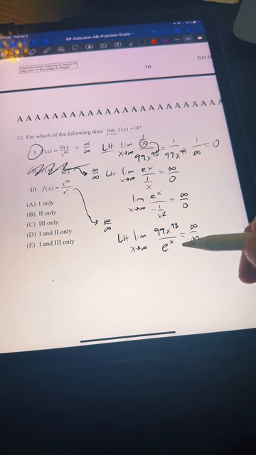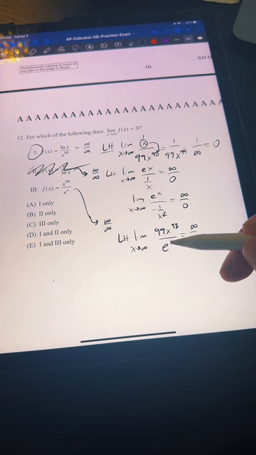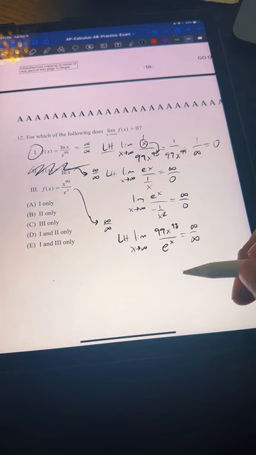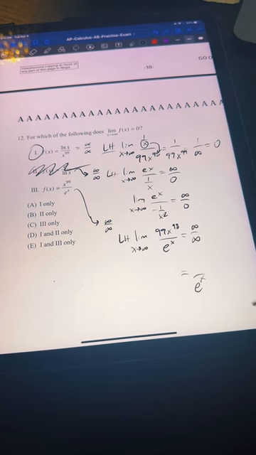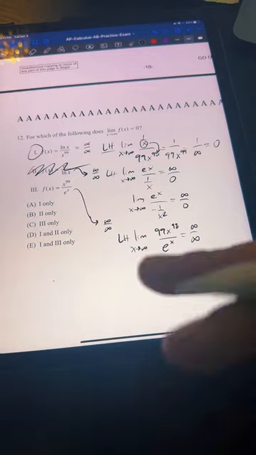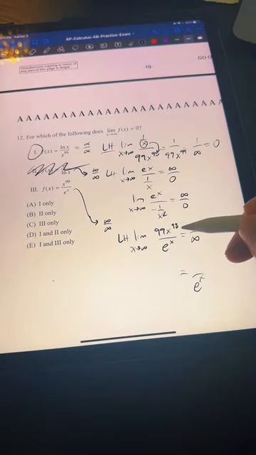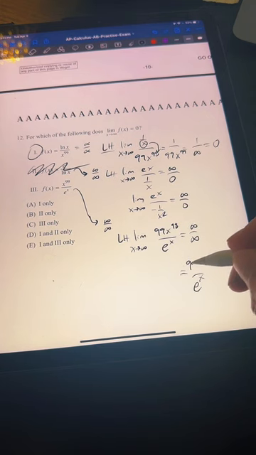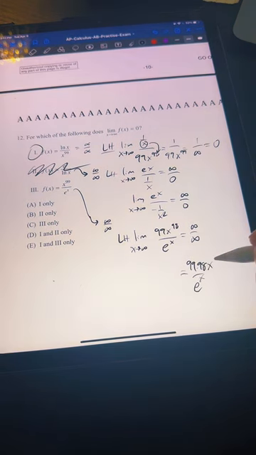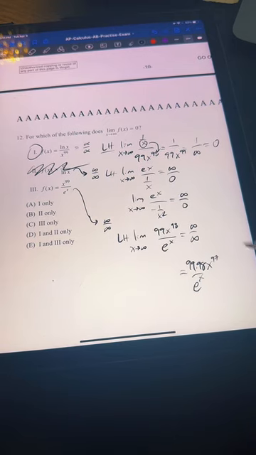However, think about this. If we continue with L'Hopital's rule, if we take the derivative of e to the x, that is never just going to change. It's just e to the x, okay? It just never changes. That's just the way it is. We just have to deal with it. But 99 times x to the 98, think about this. If I take the derivative again, I get 99 times 98 x to the 97.